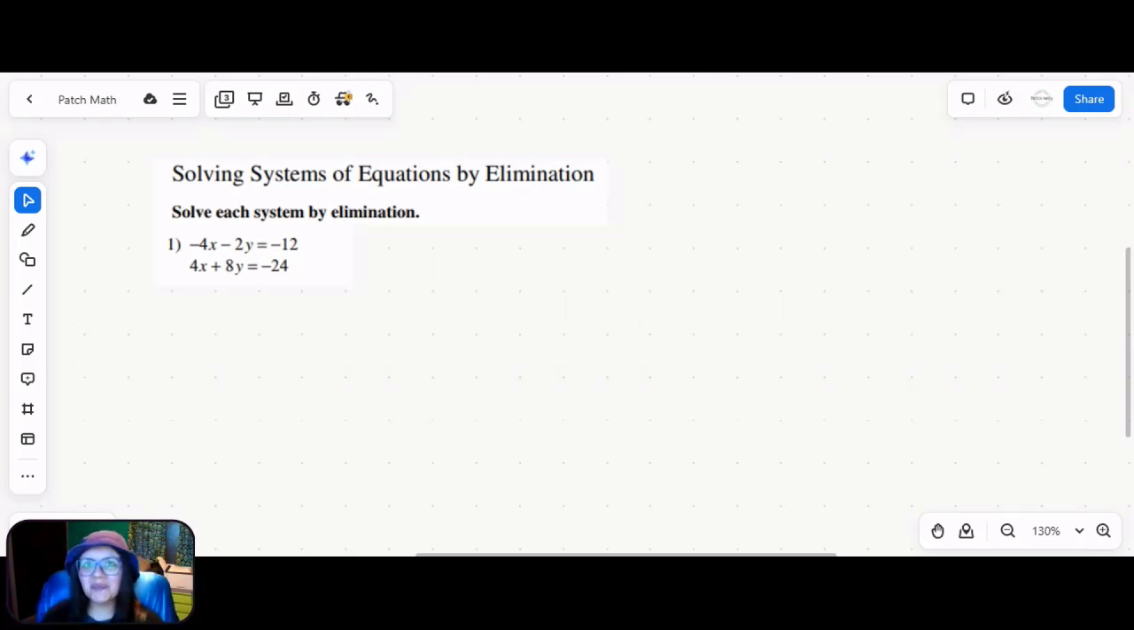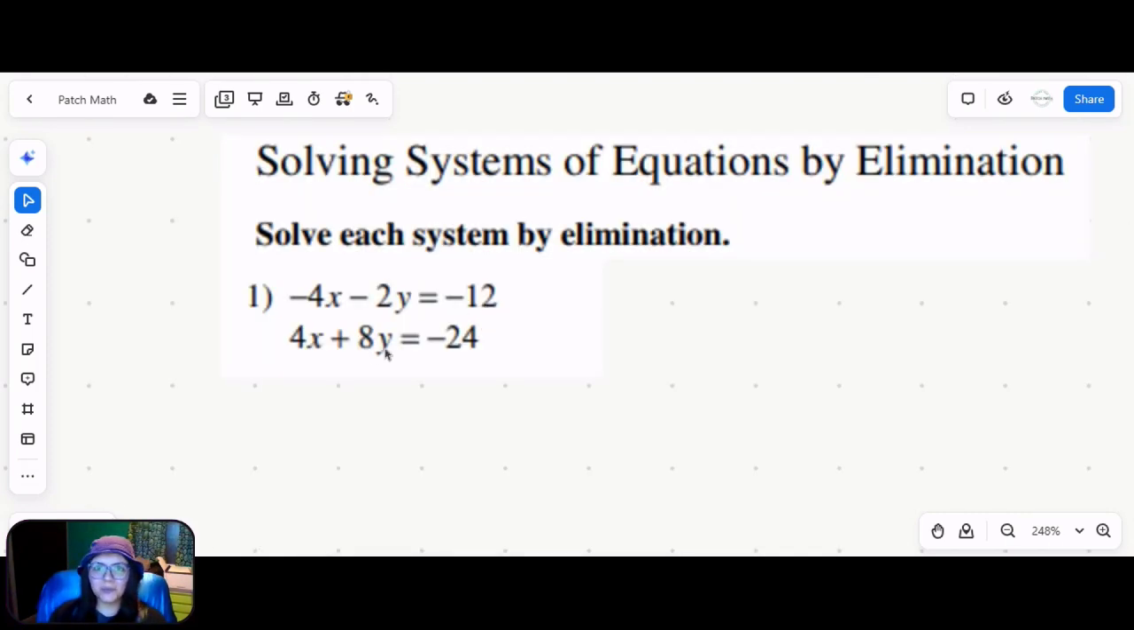Welcome to Patch Math, where today we are going to solve systems of linear equations with the elimination method. We are going to solve this problem by adding the equations together and combining like terms.